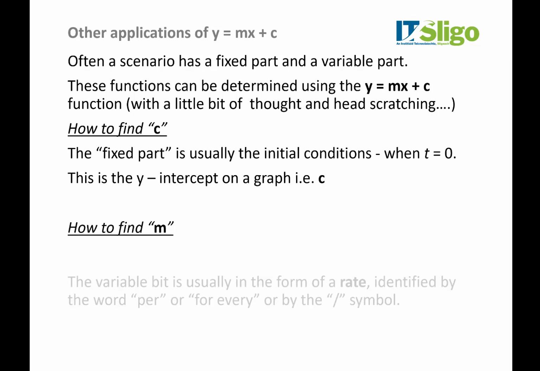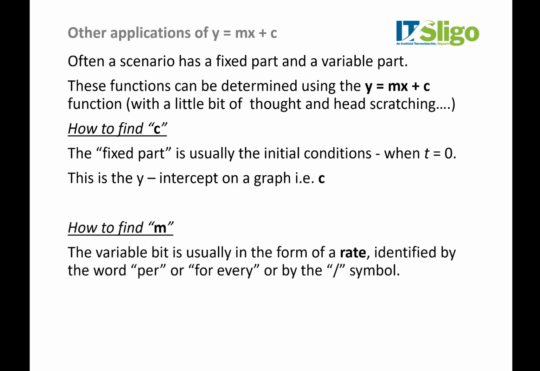How do we find m? The variable bit is usually in the form of a rate. So if the question says something about miles per hour, or for every kilometer, or uses the slash symbol, you can be pretty sure you're dealing with a rate, and a rate, guys, is your slope.